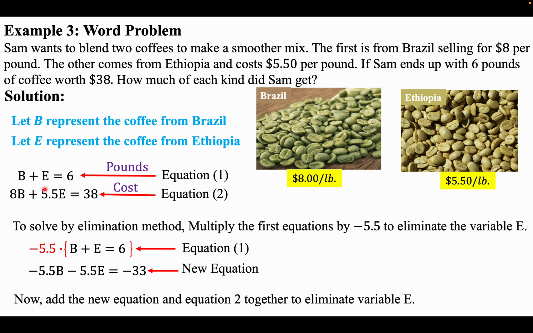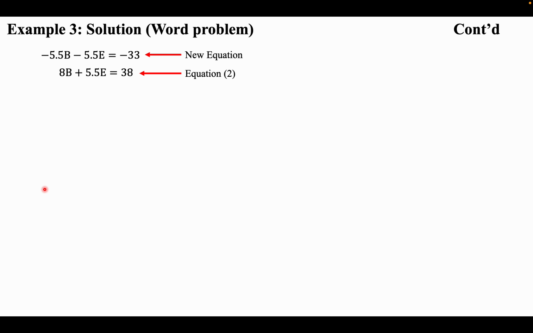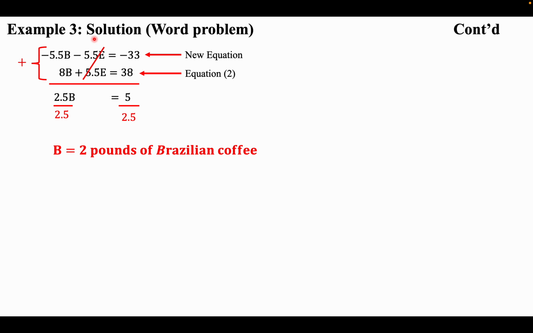Now, we're going to combine this new equation with equation 2 to eliminate the variable E. So if I add vertically down, if I combine those two, that gives me a 2.5B. This gets eliminated, and that equals the number 5. Let's divide both sides by 2.5. We get B equals 2 pounds of Brazilian coffee.